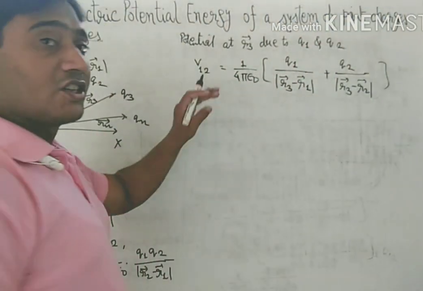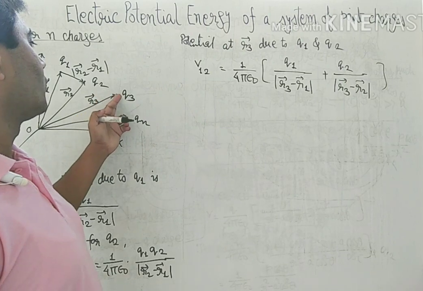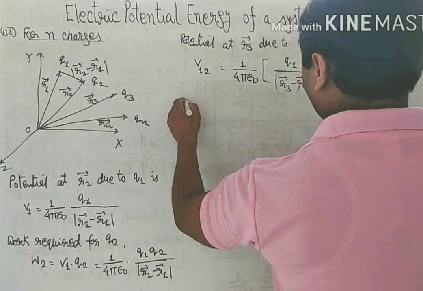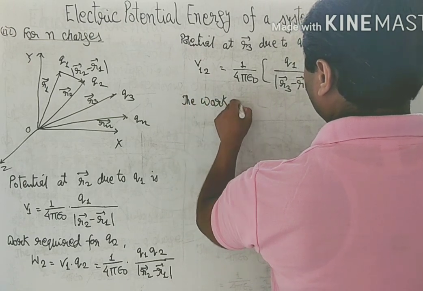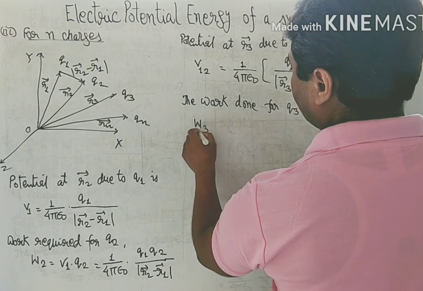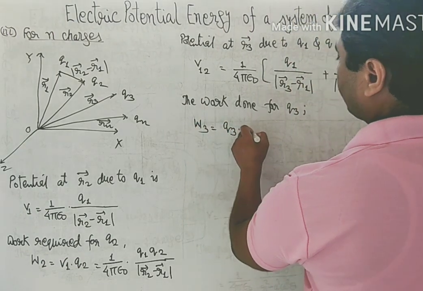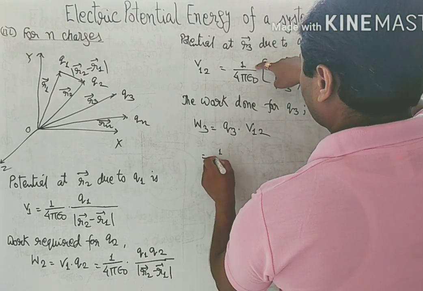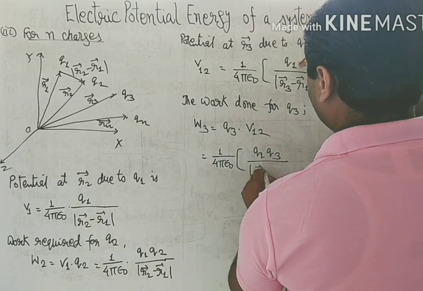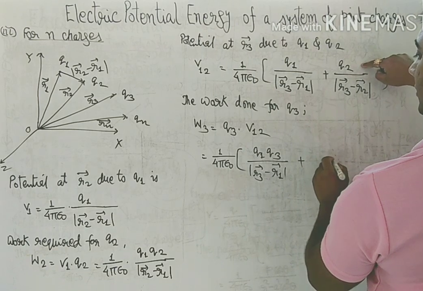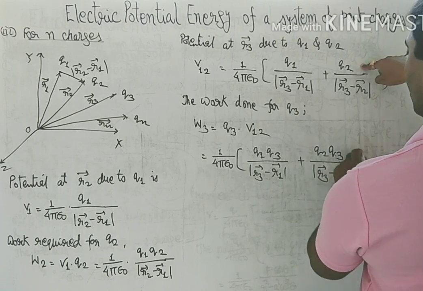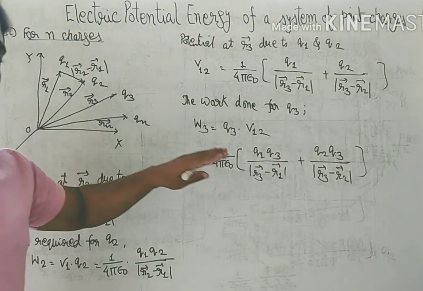So this would be actually the potential. Now the work done in bringing Q3 charge from infinity to this R3 position, we can go for. Now the work done for Q3, let me call it W3, which is equal to Q3 times V12. So now just placing these values, 1 upon 4 pi epsilon naught, Q1 Q3 upon mod of R3 minus R1 plus Q2 Q3 upon mod of R3 minus R2. So this is actually the third work done.